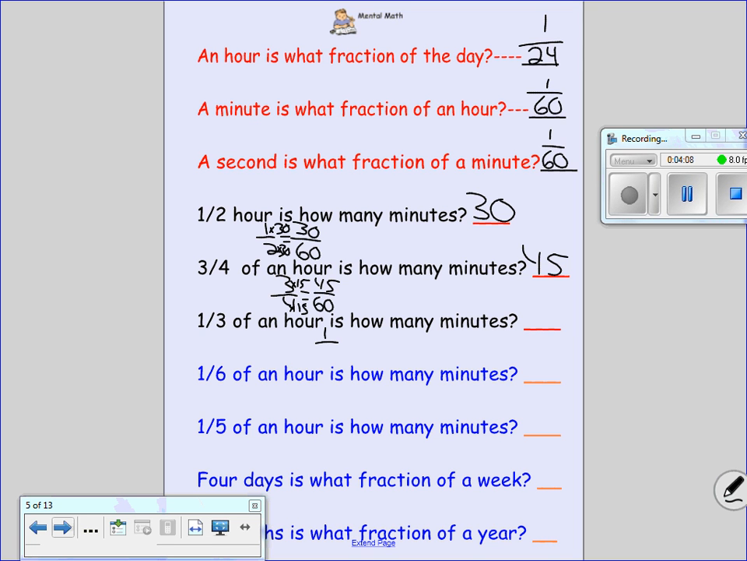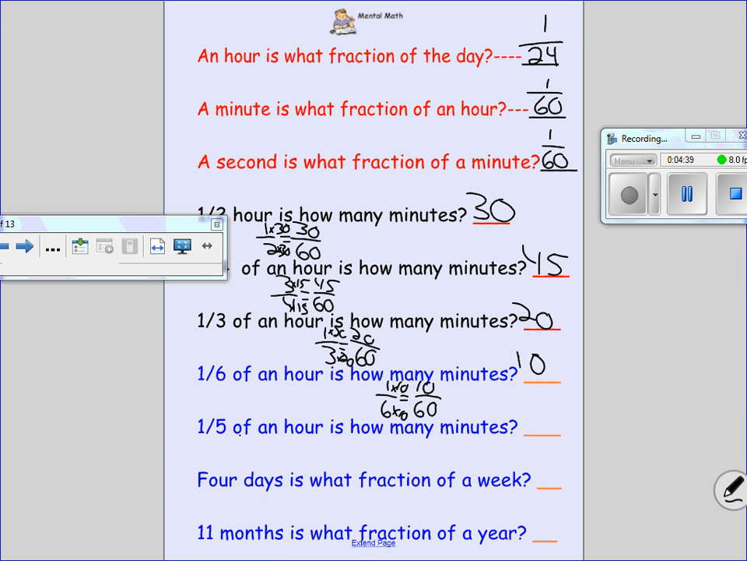Well, I've got 1/3. I'm going to see what that equals out of 60. 3 times 20. 1 times 20 equals 20. Does that make sense? 60 divided by 3 is 20. 1/6 of an hour, so we have 1/6 equals out of 60, times 10, 1 times 10 equals 10. That's my answer. 1/5, I'm going to keep on rolling here. 1/5 out of 60, times 12, equals 12.